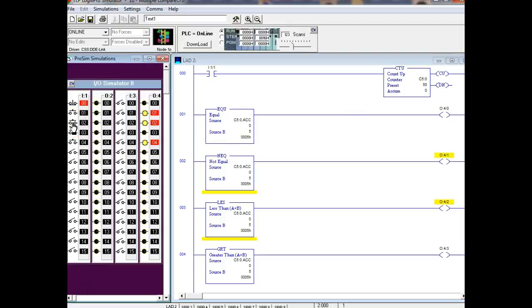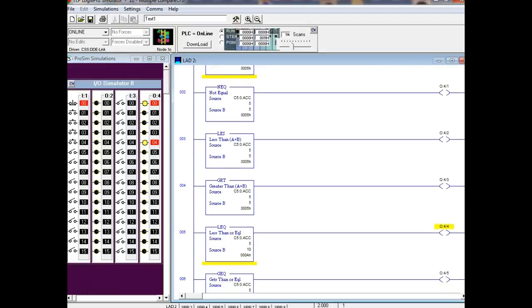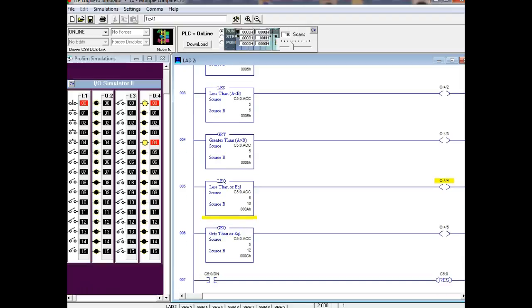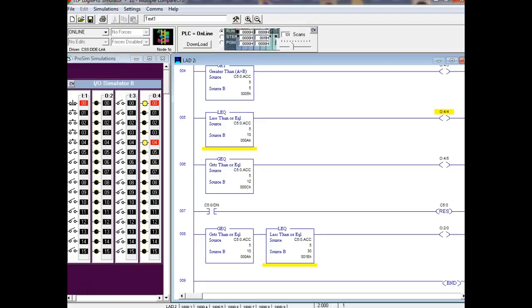So which switch am I using? This guy. Okay. So I switched it over here. Is it equal to 5? Yes. Is it not equal to 5? No. Is it less than 5? No. Is it greater than 5? No. Is it less than or equal to 5? Yes. Is it greater than or equal to 5? No. Is it greater than 10 and less than 30?